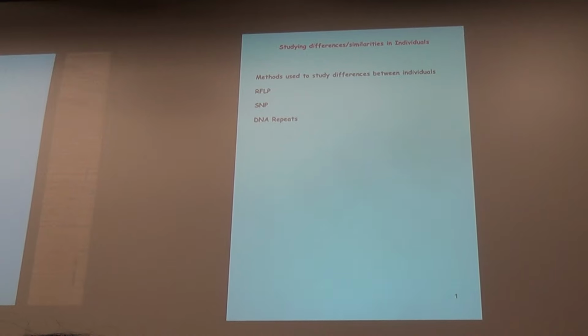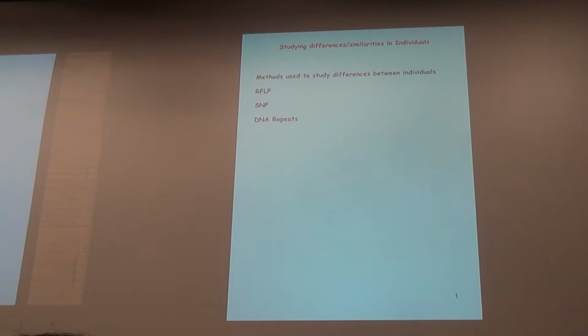So restriction fragment lengths: restriction fragments have particular sizes, and polymorphisms, a fancy way of saying differences in size. So you're going to analyze the differences in size of a particular restriction fragment between different individuals. SNPs, single nucleotide polymorphisms, or point mutations, if you wish. And then repeats are the third aspect.